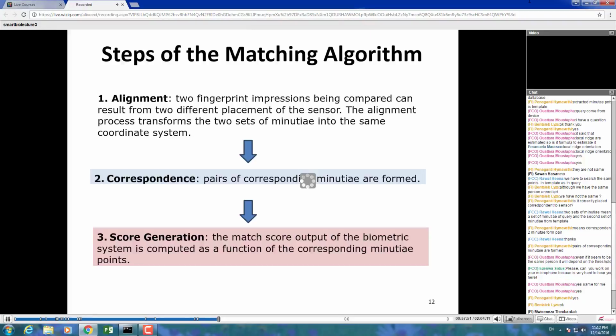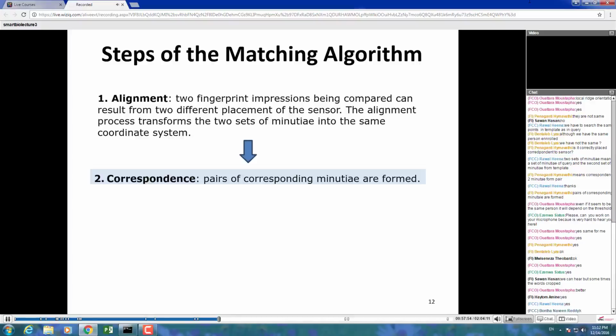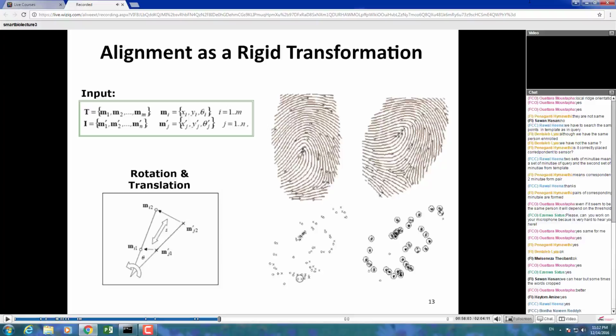Okay. So now after this overview about the matching algorithm, we will start with the details about the alignment, step by step.